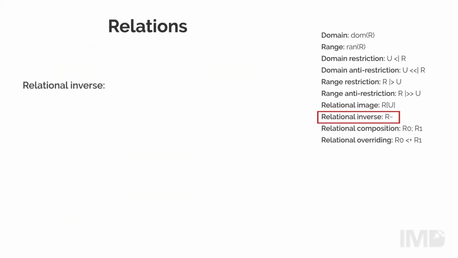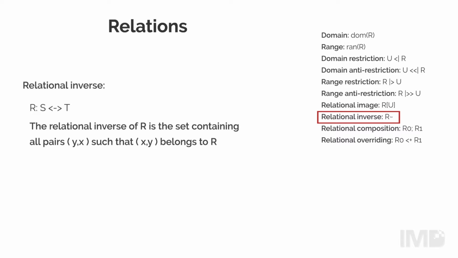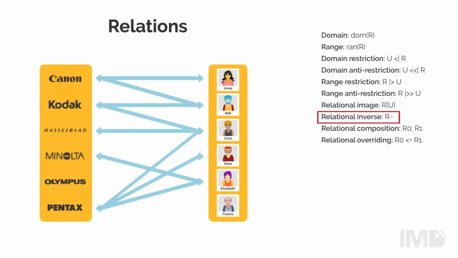Now we talk about the relational inverse. The relational inverse of a relation R between sets S and T is the set containing all pairs Y and X, such that X and Y belongs to the original relation R. In our example, the relational inverse of the relation ons is the relation containing the pairs Canon Anna, Canon Bob, Kodak Bob, Kodak Chris, Hasselblad Chris, Minolta Elizabeth, Pentax Chris, Pentax Dave, Pentax Elizabeth. We have just changed the position of the elements of the pairs.